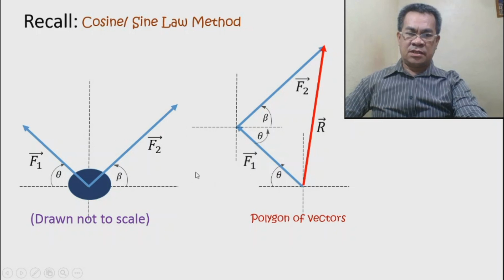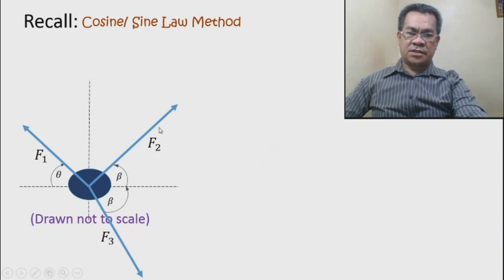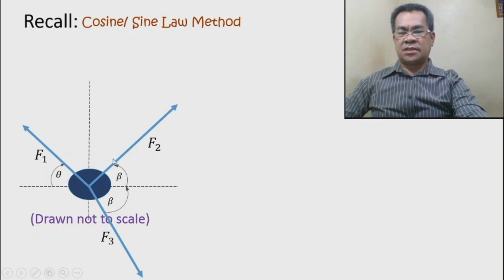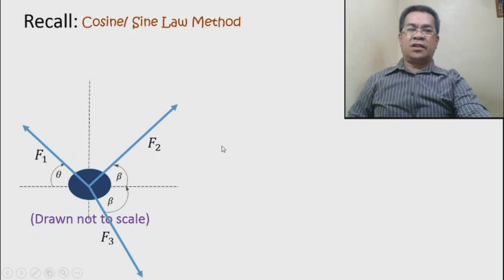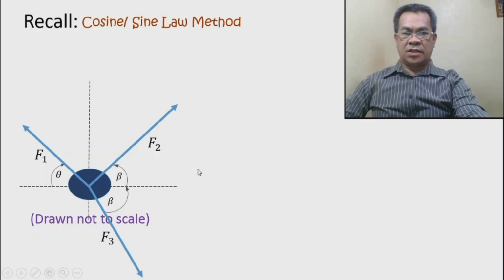Now, the question is, what will happen if we have three forces? Can we apply the cosine law? The answer is yes. For any number of forces, finding a vector sum, we can use this cosine law. But the problem is, the more forces we have to find the vector sum of, the more difficulty we encounter during the process. So anyway, let's do it.